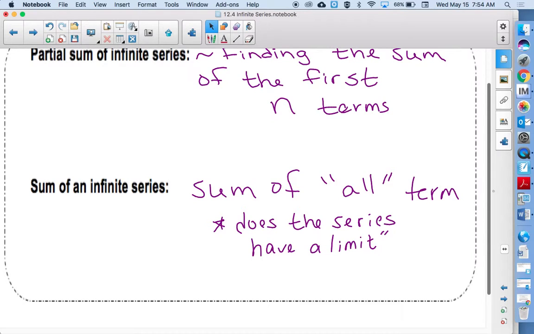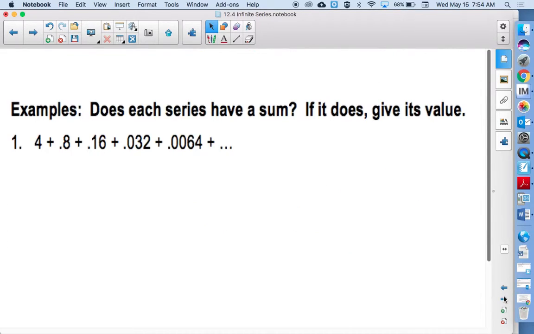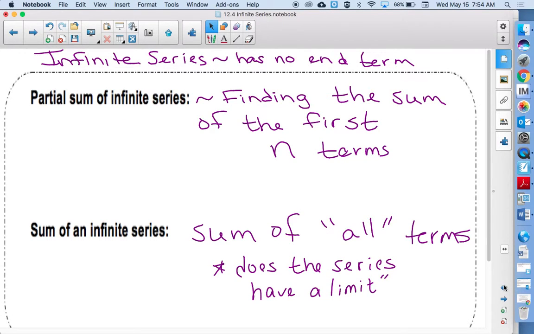I didn't put an S on my terms. There we go. So the first question gives us a series. And again, our goal is to find the sum of the series. It says, does each series have a sum? If it does, find its value. So in order to do this, we're going to look at the partial sums. We're going to see if we can find some partial sums. We're also going to look at it graphically to find out if the series has a limit. So that's our goal. Does the series have a limit? Are they approaching a value?